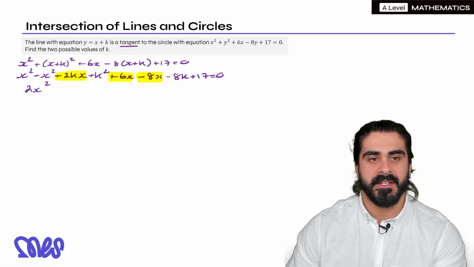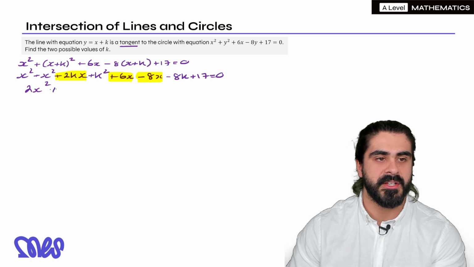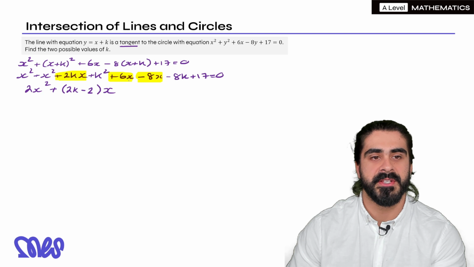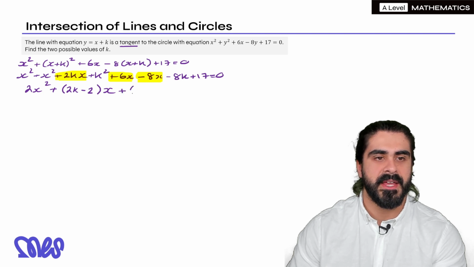Now the way I like to collect the like terms here is to write plus, open a bracket, then factorize out x, and then just read the coefficients. So we have 2k. Now 6 minus 8 is minus 2. If you were to expand this bracket, it's going to give you the same thing here, but with the 6x and the minus 8x simplified. Which means the rest, which is the k squared, minus 8k, and 17, are all numbers, and they just make up the last bit of the quadratic.